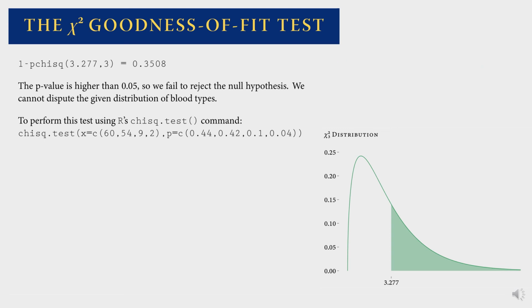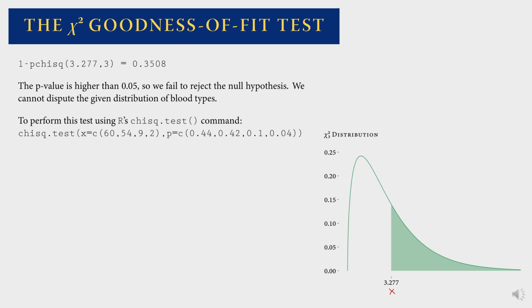In this case, our statistic was 3.277, and it shows up here on a chi-square 3 curve. The area above this is our p-value. If the null hypothesis is true, the probability that we would get a chi-square statistic at least as great as 3.277 is 0.3508. That's not very unlikely. It's above 0.05, so we fail to reject the null hypothesis.